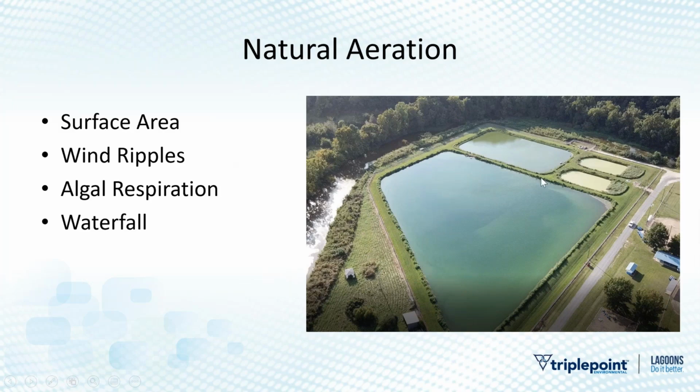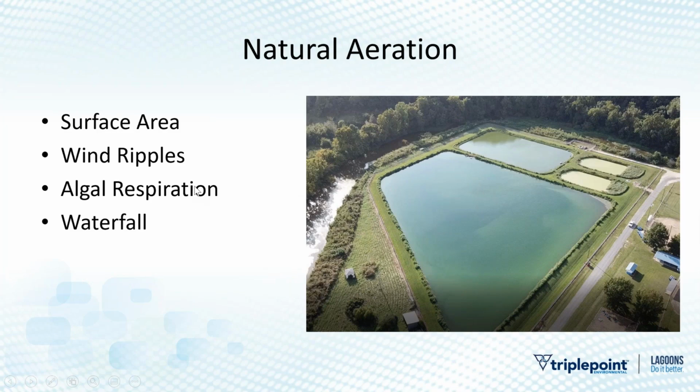And this comes from the large surface area. Facultative ponds tend to be pretty shallow, but have a large surface area. And this is where we create the air-water interface. And oxygen is actually transferring all across the surface. And as the wind blows across it and the water ripples and folds over, we actually add more oxygen in that process.